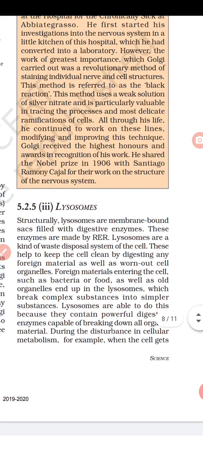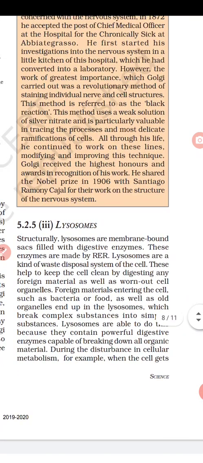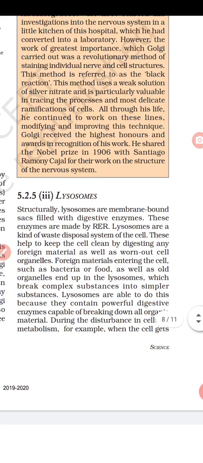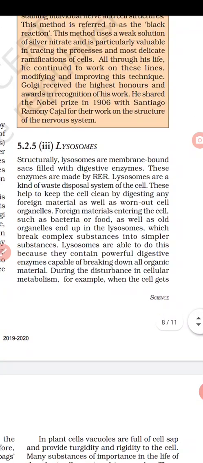Now next, children, these lysosomes are also known as the suicide bags of a cell. Why is it known as a suicide bag of a cell? Sometimes during a disturbance, or if the cell is not working properly, or if the cell gets damaged, these lysosomes may burst. The enzymes come out and digest their own cell, and it works as a suicide. Therefore lysosomes are known as the suicide bag of a cell.